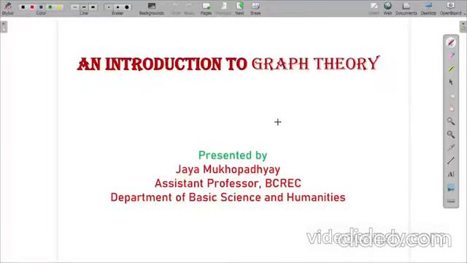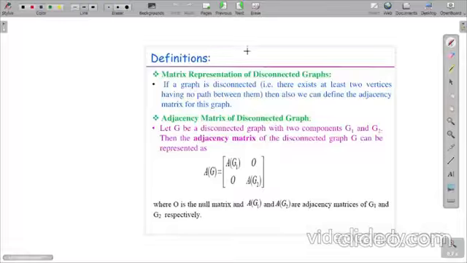Let's start the next part of matrix representation. Already we discussed adjacency matrix representation for connected undirected graph and adjacency matrix representation for digraph. Now we are discussing adjacency matrix representation for disconnected graph.